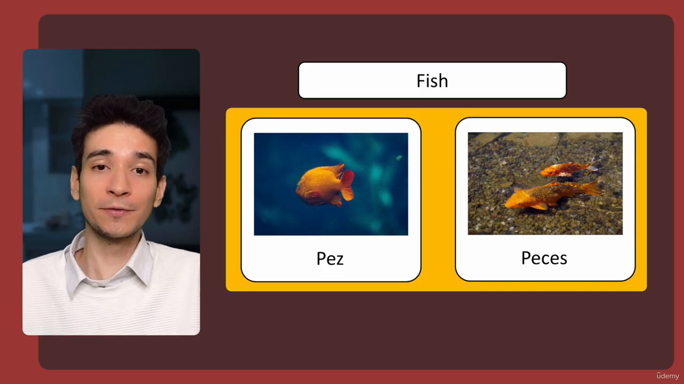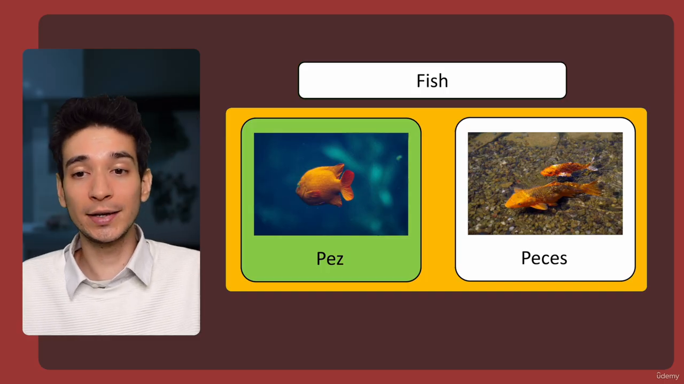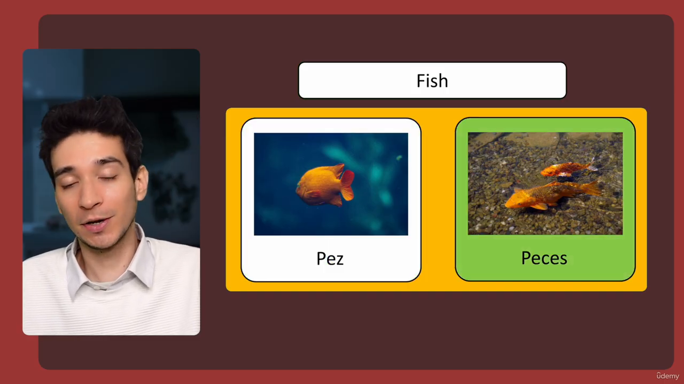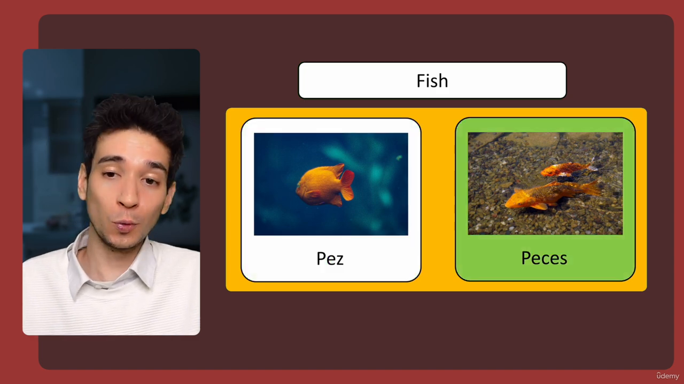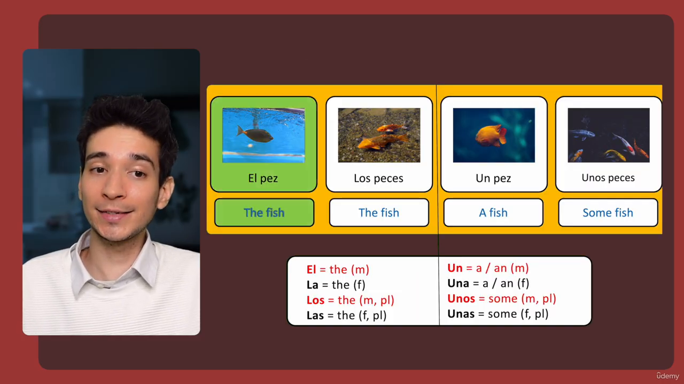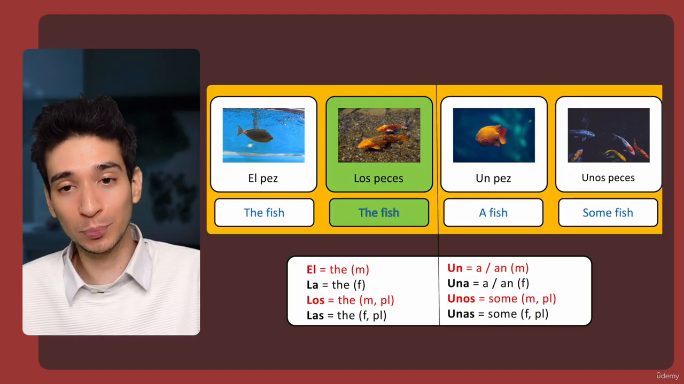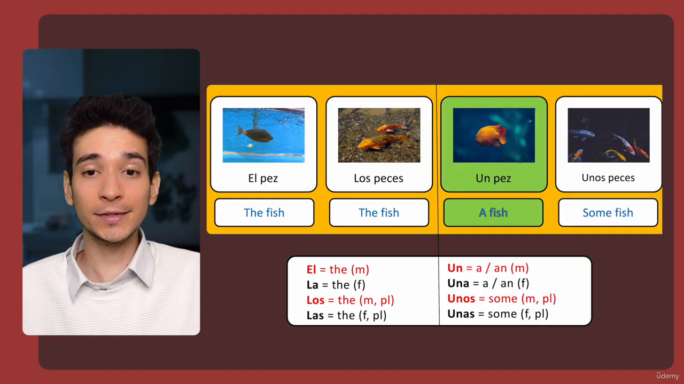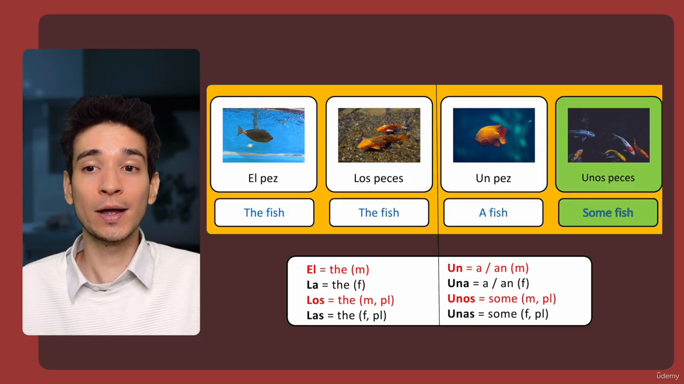Another example would be fish, pez. And if we want to make it plural, we would say peces. Fish, but plural. Pez, un pez. Peces, unos peces. And one more time. El pez, the fish. Los peces, the fish, but plural. Un pez, a fish. Unos peces, some fish.